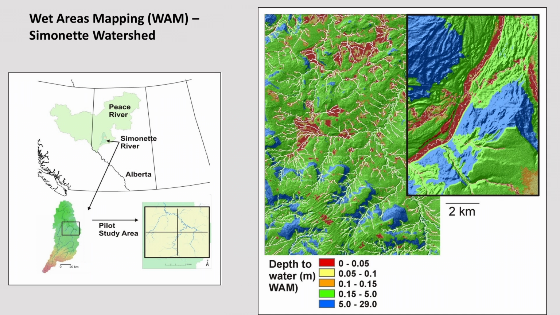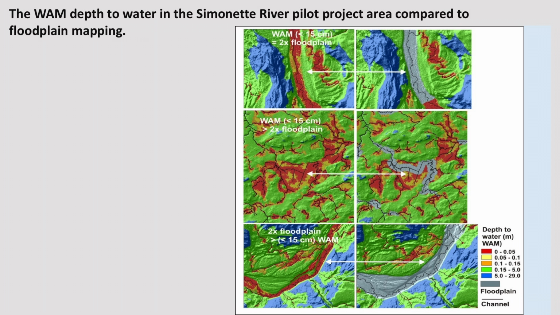And this is an example, right? This is an example that we saw before. This is, of course, in the area that we have been working in. And this is the wet areas, and the closer zones to the surface that are wet would be the warmer colors. But I wanted to show how these wet areas compare with our floodplain mapping in the Simonette.